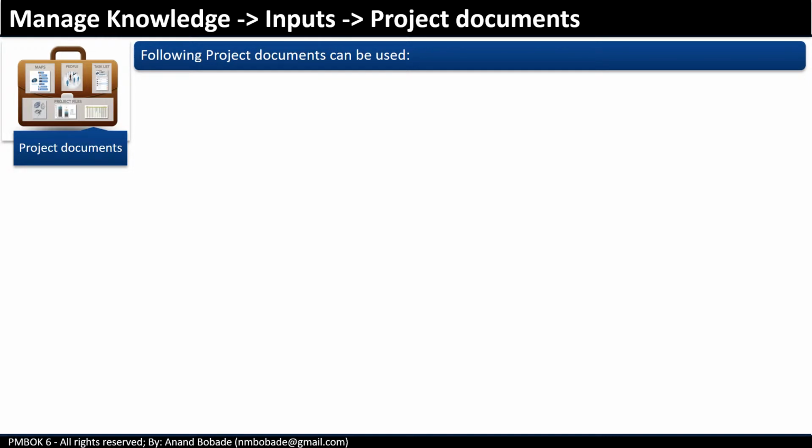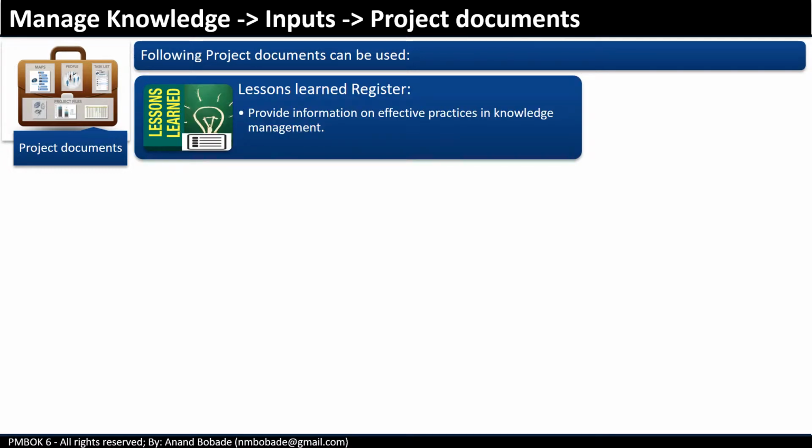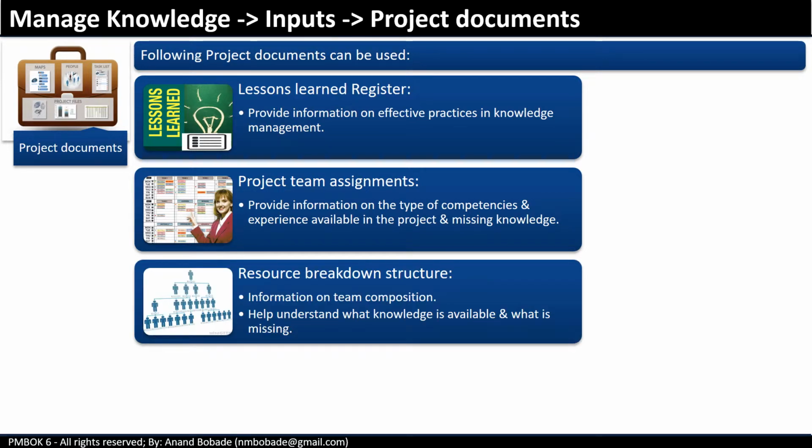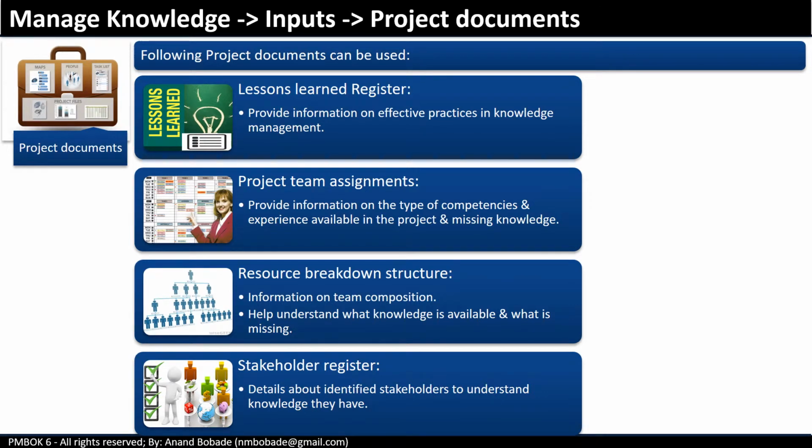The following project documents can be considered as inputs to the knowledge management process. The lessons learned register provides information on effective practices in knowledge management. The project team provides information on the type of competencies and experiences available in the project and missing knowledge. The resource breakdown structure provides information on team composition and helps understand what knowledge is available and what is missing. The stakeholder register provides details about identified stakeholders to understand the knowledge they have.